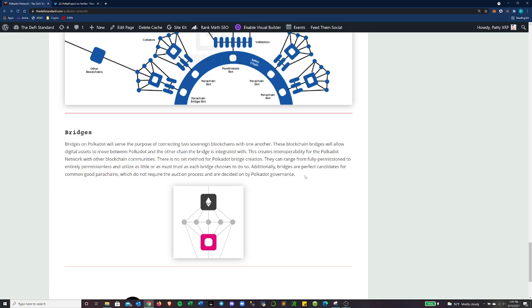Additionally, since these bridges would do good for the entire Polkadot ecosystem, they refer to them as common good parachain slots, which are decided on via governance rather than the crowd loan methodology that we were talking about earlier with auctions and things of that nature.